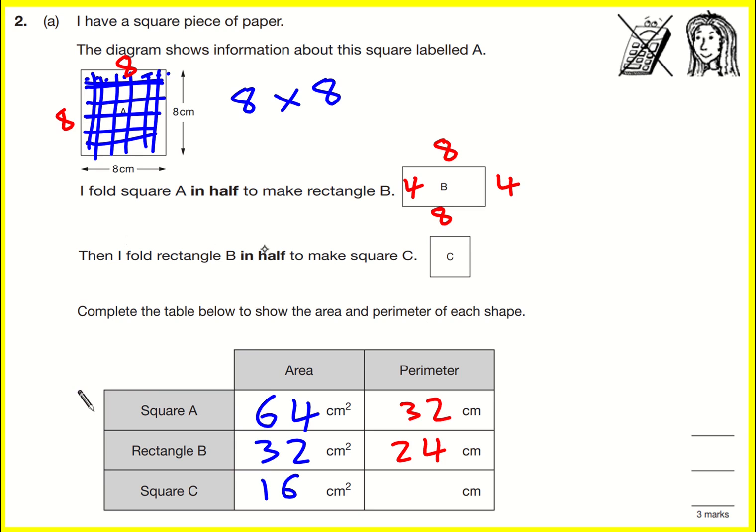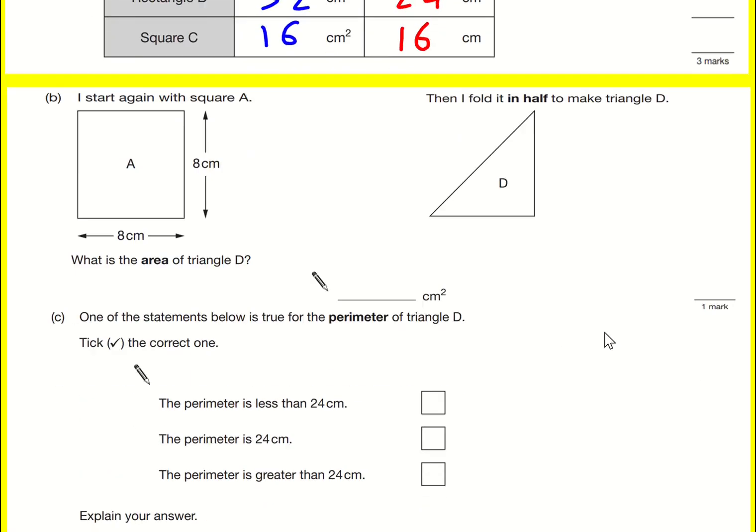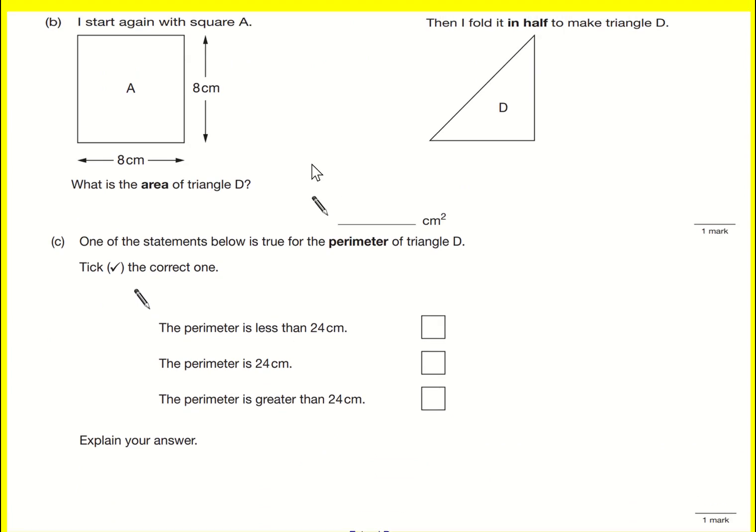And then if I fold the rectangle in half again, you can see the dimensions are pretty accurate. It's going to be 4, 4, and 4. It's going to be 4 times 4, or 16. Moving on, we get another square, and then we fold it in half again to make triangle D.